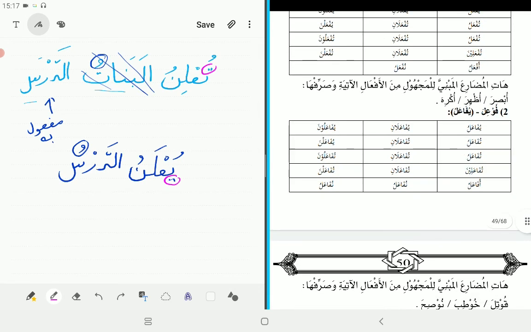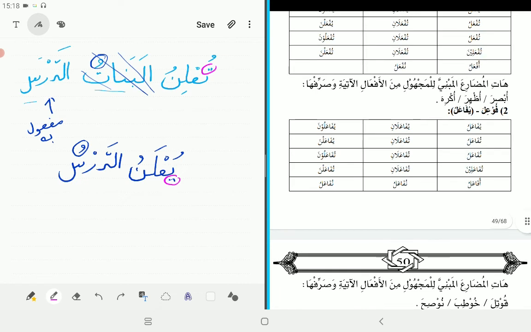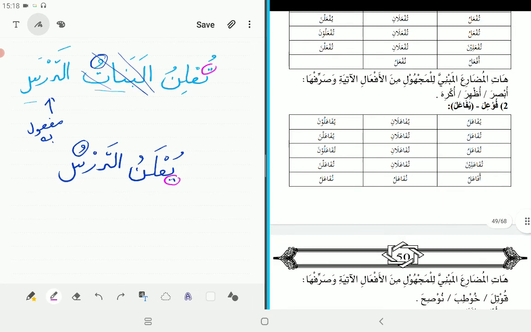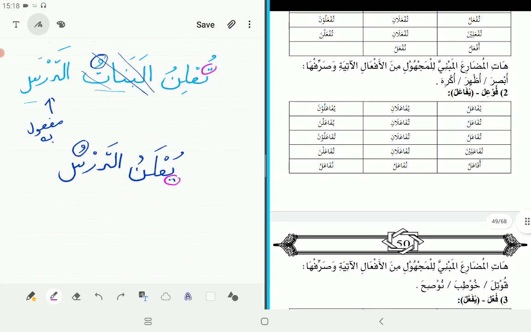He says هاتي المضارع المبني للمجهول من الأفعال الآتية وصرفها. Produce the present tense verb for the coming verbs, in the case of the passive voice, and also conjugate them. So we're going to go to the following scale, and that was for the verb أبصر. فُعِلَ, it becomes يفاعل.